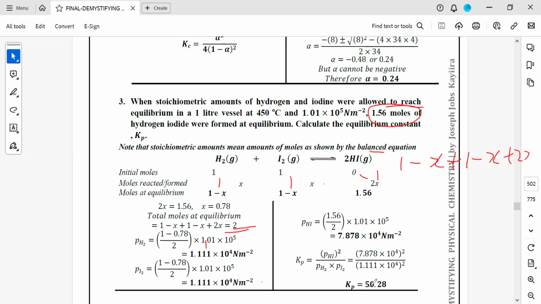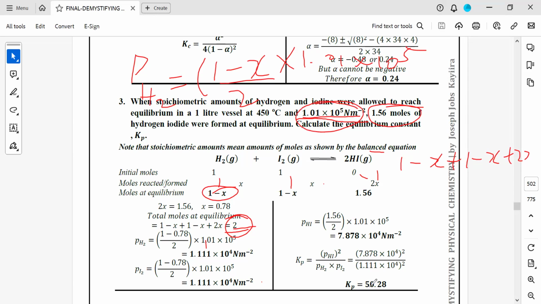And then, when we are getting the partial pressure of a gas, we take the number of moles at equilibrium, which is 1 minus x, divided by the total number of moles at equilibrium, times the pressure at equilibrium that was given to us, 1.01 times 10 power 5. That is basically how you calculate the partial pressures: moles at equilibrium over total moles at equilibrium times the pressure at equilibrium. It gives you 1.11. The same thing happens for iodine, and you get the same pressure.